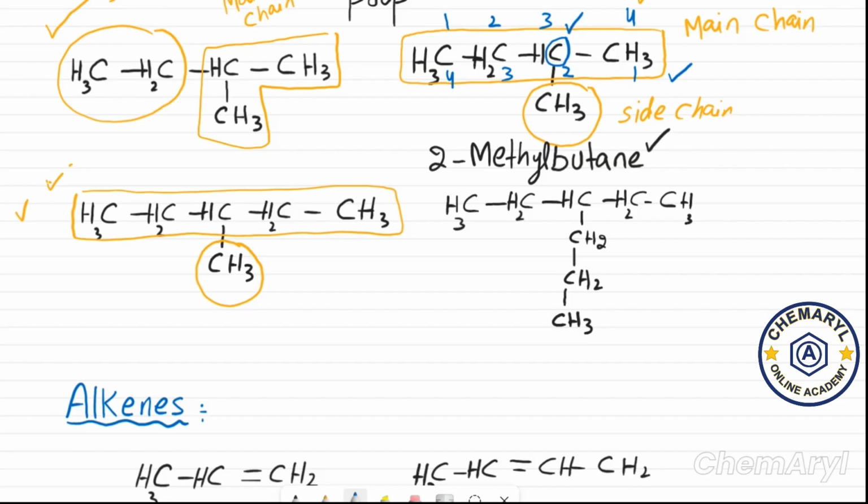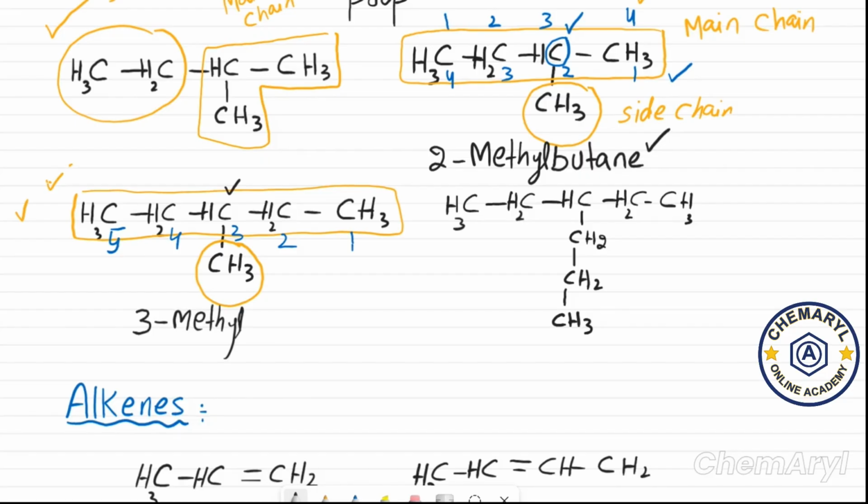I think both ends are the same for the position of the side chain. So start numbering from this end: 1, 2, 3, 4 and 5. First of all, you have to mention the position of the side chain present at carbon 3. So the position of the methyl group is 3. 3-methyl.